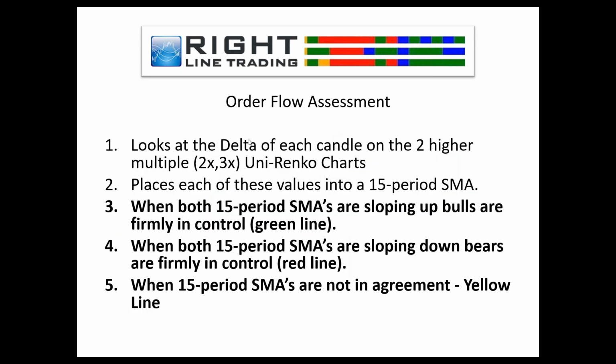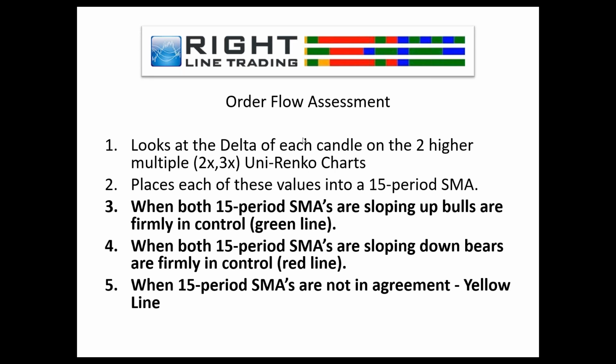What we do is we look at the two higher multiple time frames. If you're trading a 5-minute, we're going to look at the 15-minute and the 45-minute. If you're trading an 8 range, we'll look at the 13 and the 21 range. We look at the two higher fib numbers. If you're trading, say, a 377 tick, we're going to look at the 610 tick and then the next higher fib number. That's what the indicator does.